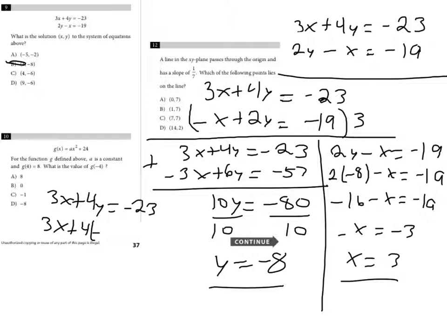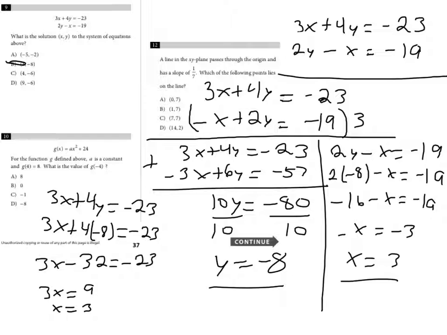So 4 times negative 8, that gives us a value of negative 32. And that equals negative 23. Add 32 to both sides. 3x will now equal 9, which will give us a value of x equals 3. So you can solve whichever way you want to do, either way, we still get a value of x equals 3 and y equals negative 8. Answer choice of B.